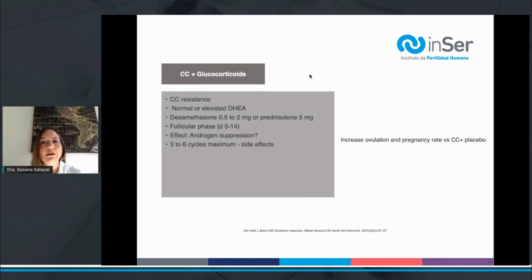The largest randomized control trial studying this effect included 200 clomiphene-resistant women and found a 10-fold increase in the cumulative pregnancy rate with the addition of dexamethasone, 40% compared with placebo that achieved 4%. The recommendation is to use 3 to 6 cycles maximum because of side effects. So it increased ovulation and pregnancy rate versus clomiphene plus placebo alone.